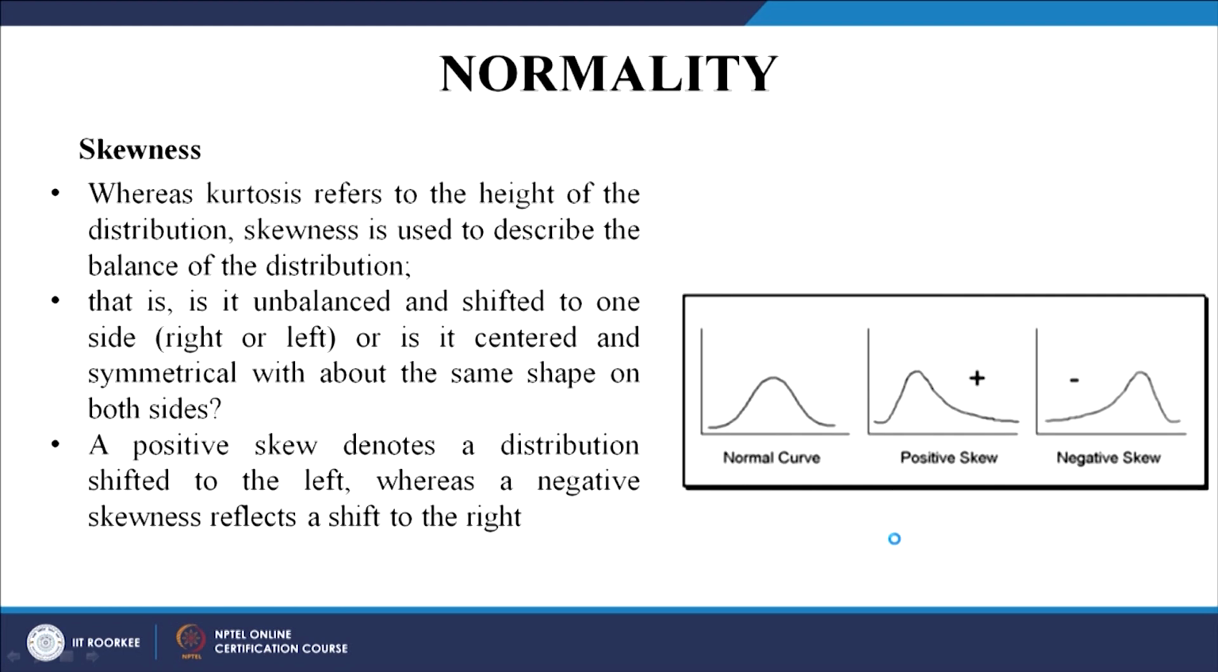So, we will see. Now, skewness. Whereas kurtosis refers to the height of the distribution, skewness is used to describe the balance of the distribution, that balance is tilted to which side, to the right or to the left. Is it unbalanced and shifted to one side, or is it centered and symmetrical with the same shape on both sides? This is a positive skew, as I had told you, because the tail is trending towards the positive side. It is a negative skew because the tail is moving towards the negative side.